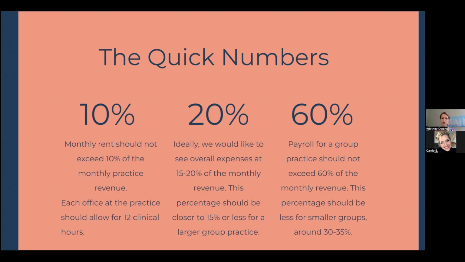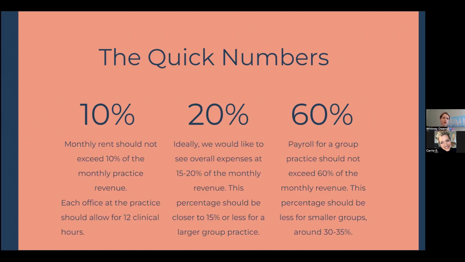All right, let's move on to the next one, 20%. Ideally, your expenses need to be between 15 to 20% of your revenue. This percentage is closer to 15 or less for larger group practices. Just to give you an idea, my expenses are 12% of my monthly revenue. So I encourage you to run that number when we're done. Look at how much you're bringing in per month and what percentage is going to expenses.